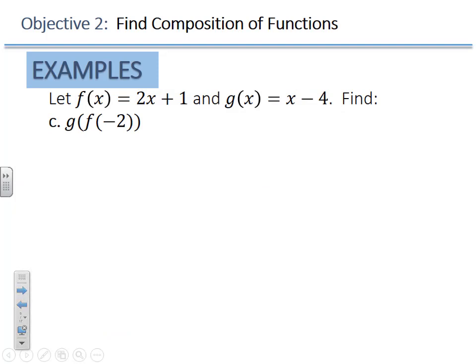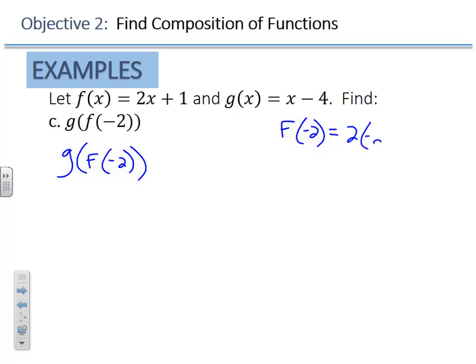Let's evaluate g of f of negative 2. This time we're going to plug negative 2 into f and then g. So g of f of negative 2. Well, let's stop off to the side here and figure out what f of negative 2 is. F of negative 2 is equal to 2 times negative 2 plus 1, which is the same as negative 3.